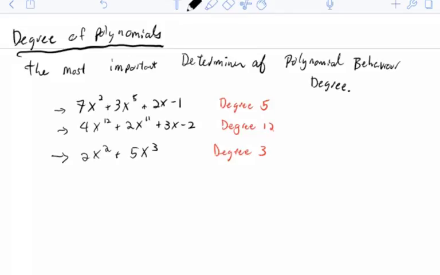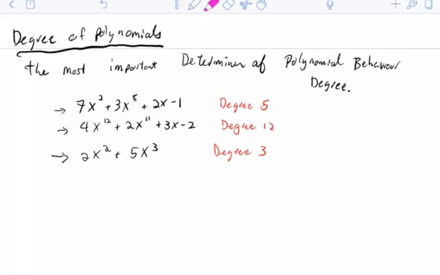Try to figure out what about it makes it a degree 5 or a degree 3 or a degree 12. Let's see if you can figure it out. I bet you can. Maybe pause the video and make a guess. Well, it's obviously not the number of terms in it, because none of these have 5 terms. None of these have 12 terms, right? So that's not it. It's not the coefficients. What else could it be?